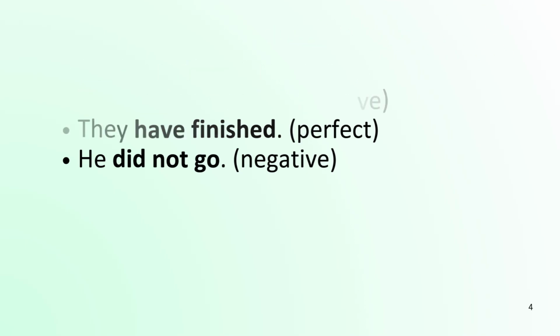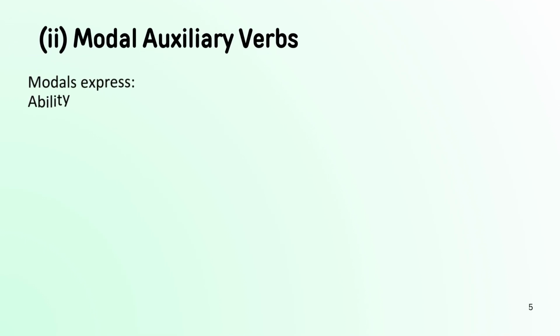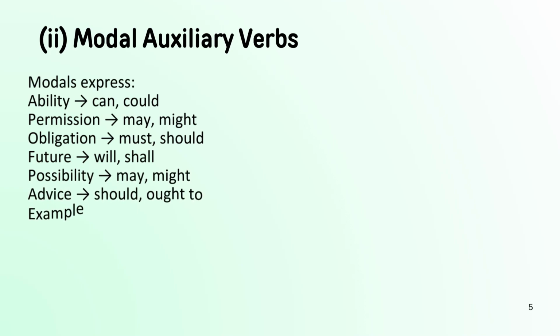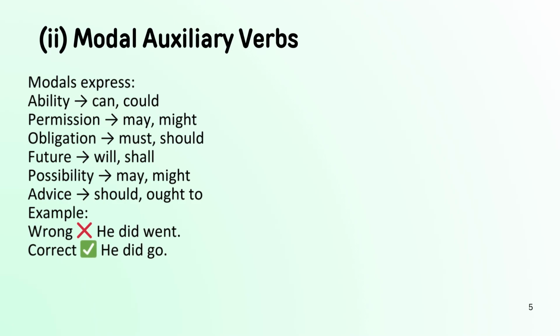Then we have a modal auxiliary verb. A modal auxiliary verb is another aspect of verb. Like we said, we have the primary auxiliary verbs, and this is another type of verb, the modal auxiliary verbs. The modal auxiliary verbs are used to express ability. We can see can and could. They are used to express permission. You can see may and might. They are used to express obligation, must, should. They are used to express future action, possibility, and to give advice as well.